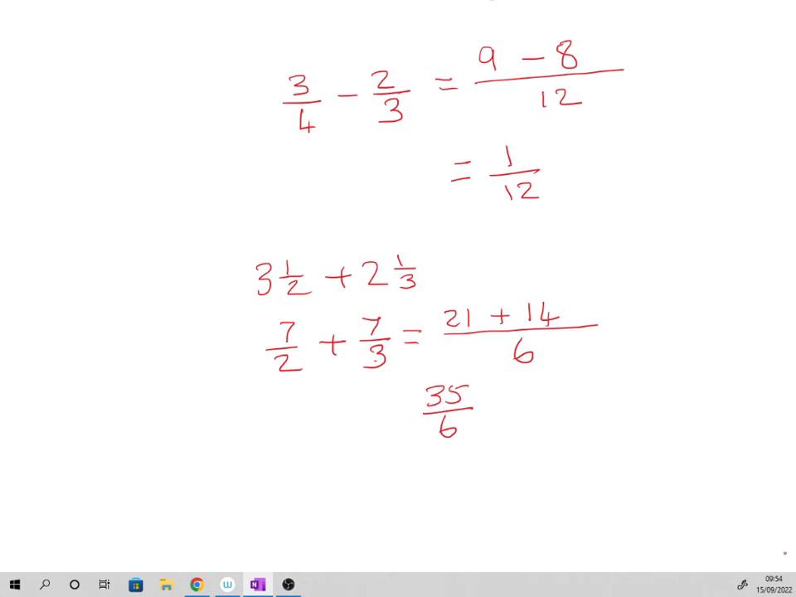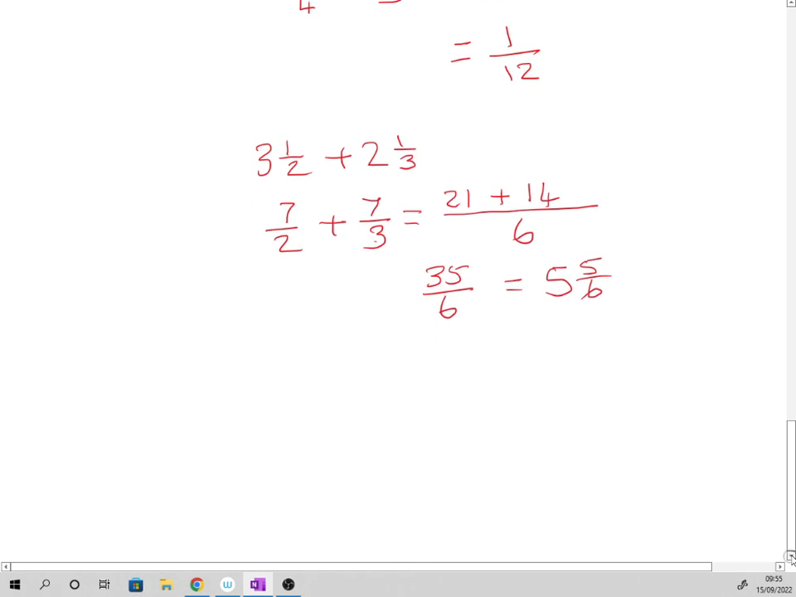Now we've got to divide 35 over 6 to get it into a mixed answer. So 6s into 35 go 5, with 5 6s are 30, and you've got 5 left over. So if you start with a mixed number, change it into a top heavy and do that.